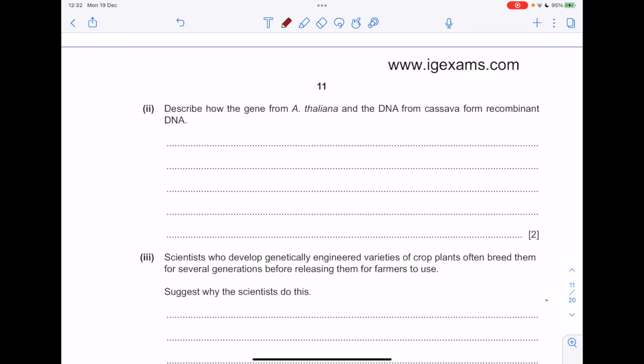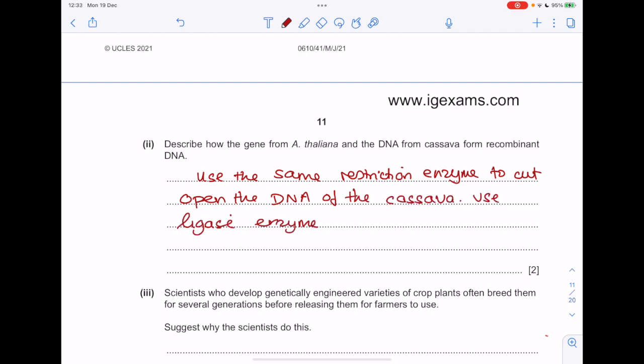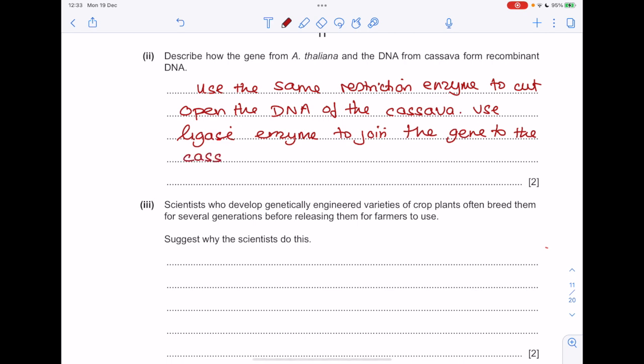Describe how the gene from the plant and the DNA from cassava form recombinant DNA. Use the same restriction enzyme to cut open the DNA of the cassava. Use a ligase enzyme to join the gene to the cassava DNA. Sticky ends seal.